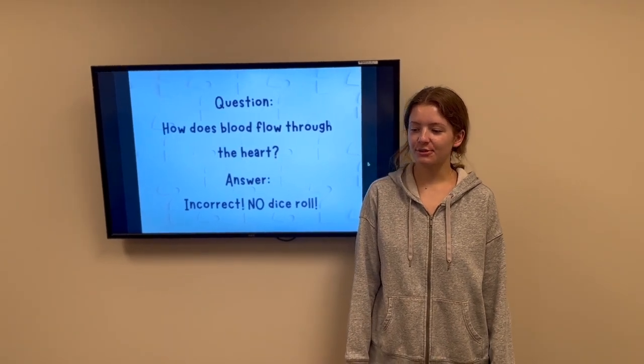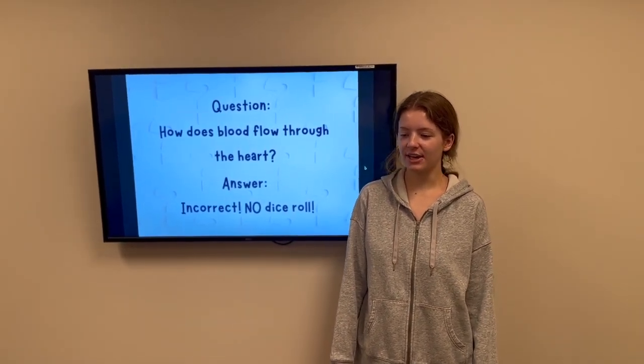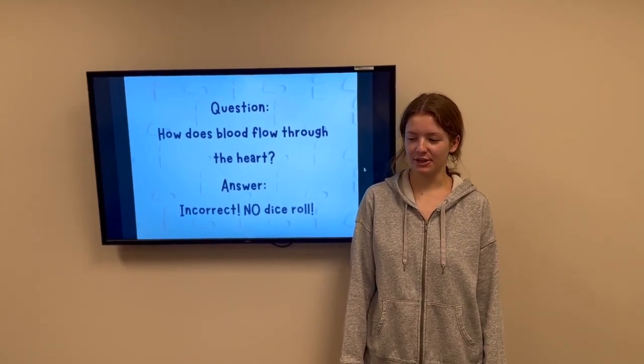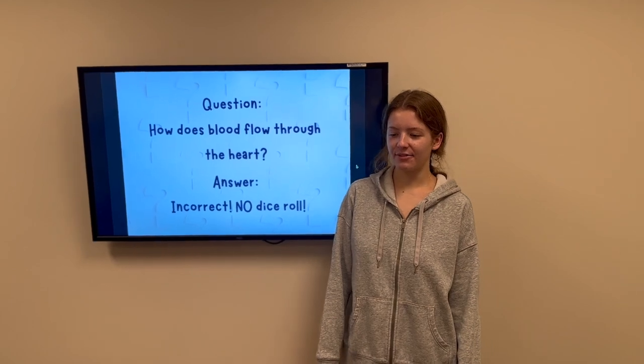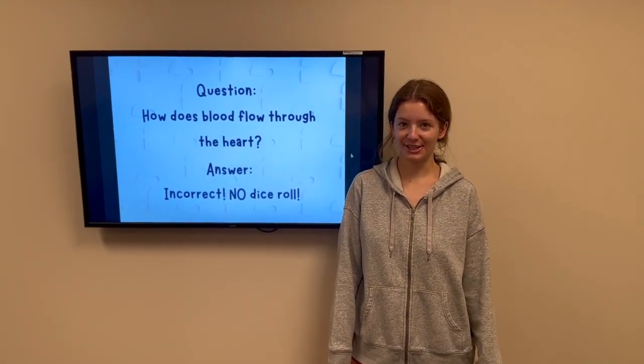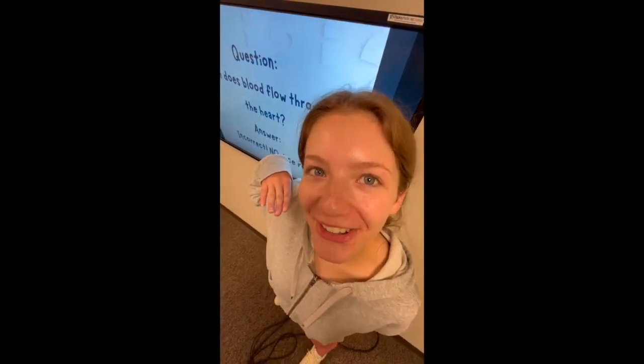Blood then flows through the pulmonary veins into the left atrium, then through the mitral valve into the left ventricle. The aortic valve then finally leads to the aorta, which is known as the systemic circulation. No dice roll!